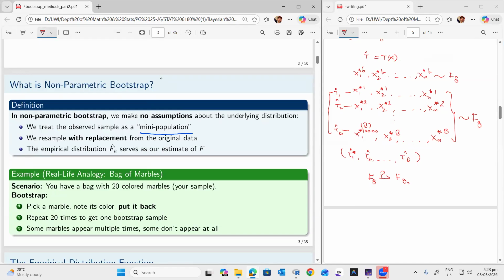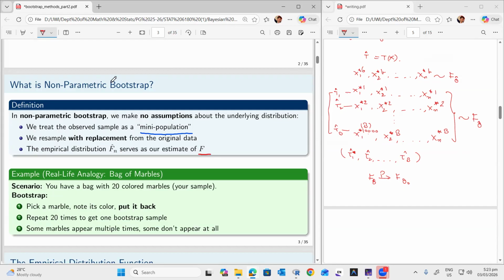As I told you earlier, in the parametric case, we generate the data from the fitted model, but here we do not have the distribution function of the given data set, so we use the given sample as the population, and we resample with replacement from the original data. The empirical distribution F cap serves as our estimate of F.